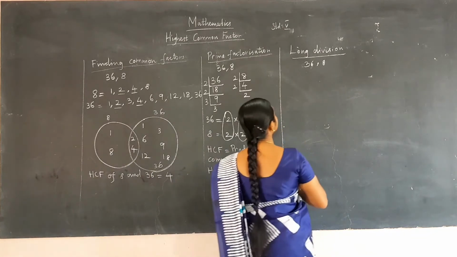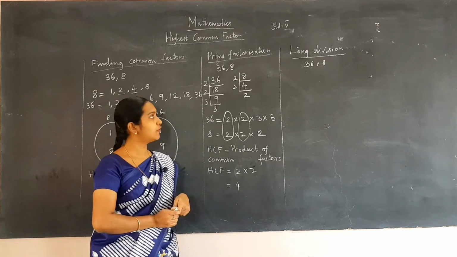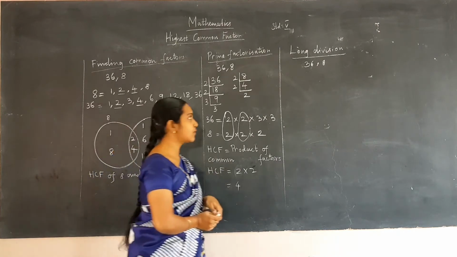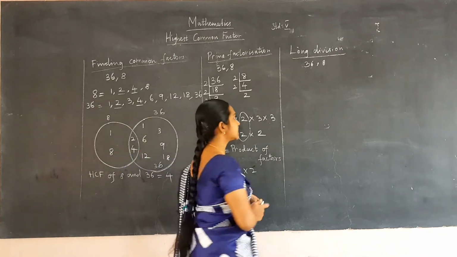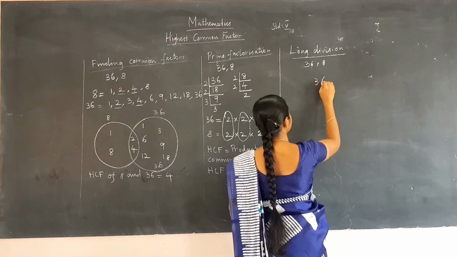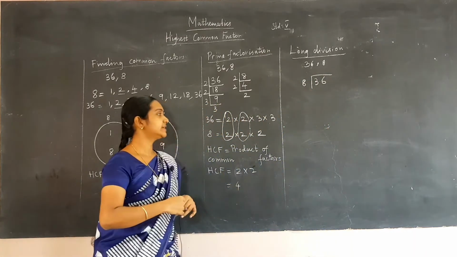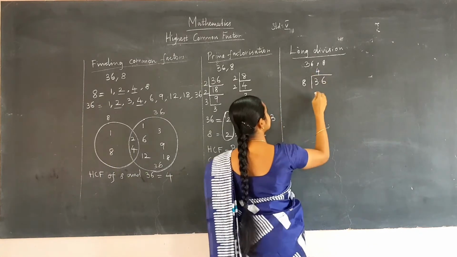Next, we are going to find HCF using long division method. For long division method, we have to divide greater number with a smaller number. The greater number is 36 and the smaller number is 8. So divide 36 with 8. 1 8 is 8, 2 8s are 16, 3 8s are 24, 4 8s are 32.